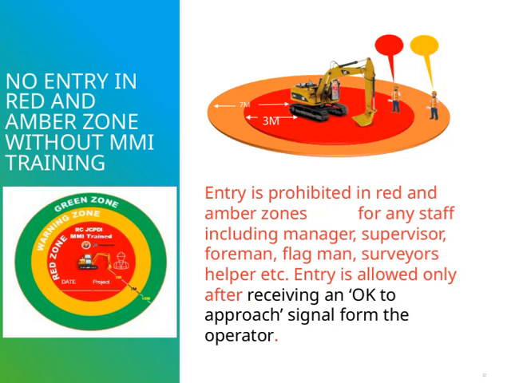Now, let's talk about entry restrictions in the red and amber zones. It's crucial to remember that entry is strictly prohibited for any staff members, including managers, supervisors, foremen, flagmen, surveyors, helpers, or anyone else. The only exception is when you've received a clear "okay to approach" signal from the operator. This is a vital safety measure designed to prevent accidents and ensure everyone's safety on site.